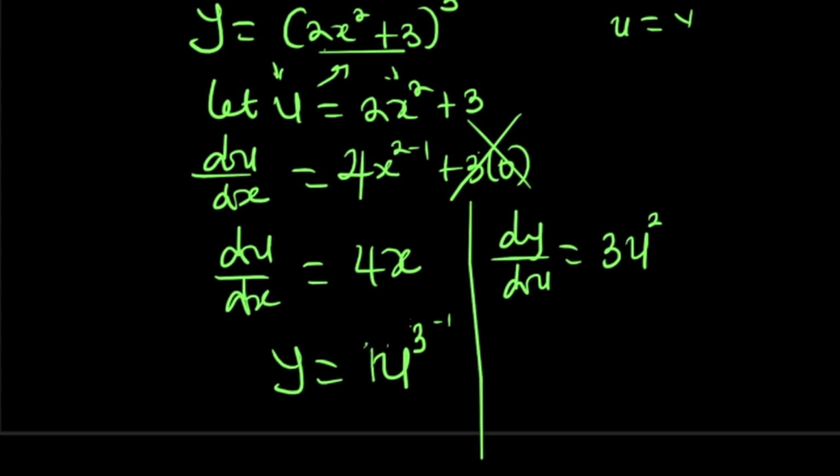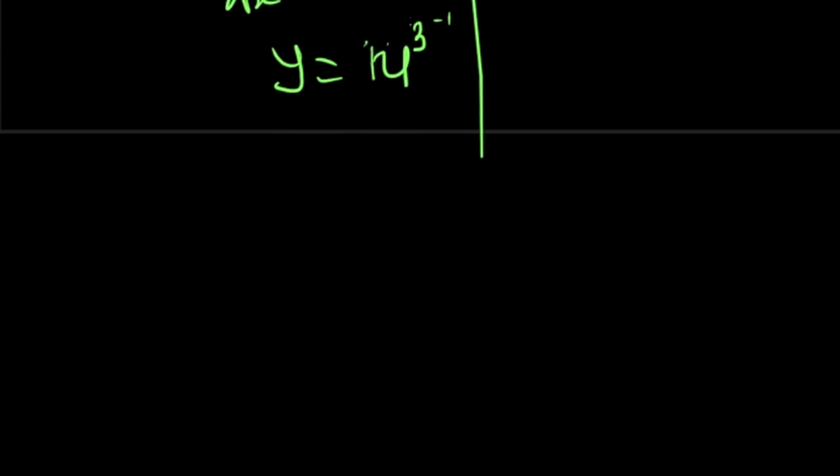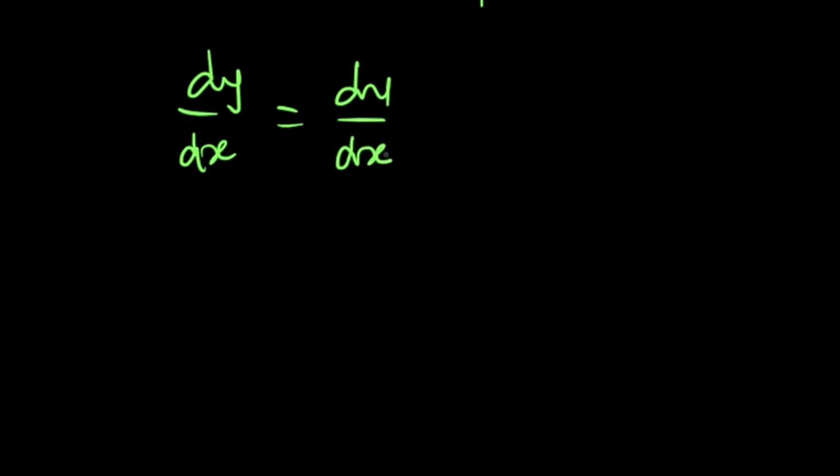Now, next up, we have to write the chain rule formula. The chain rule formula is giving us dy over dx is equal to du over dx times dy over du. Okay? So this is the chain rule formula. This means that you have to get your du over dx, which you've gotten, and your dy over du. Put them together, you get your dy over dx. That is how it works.